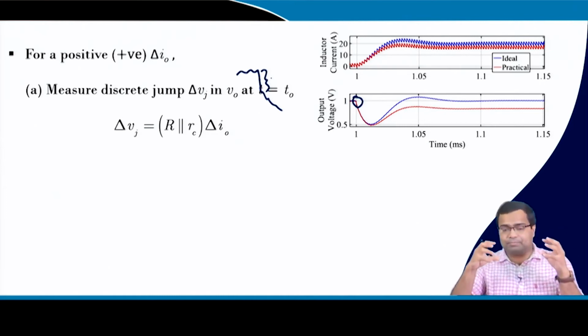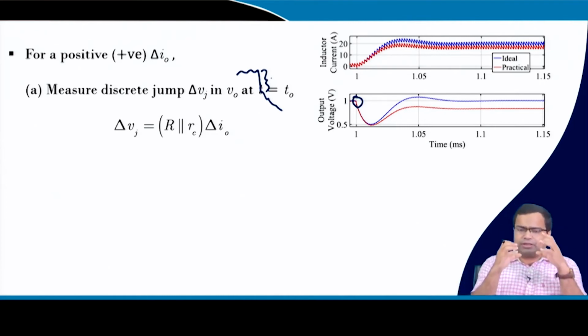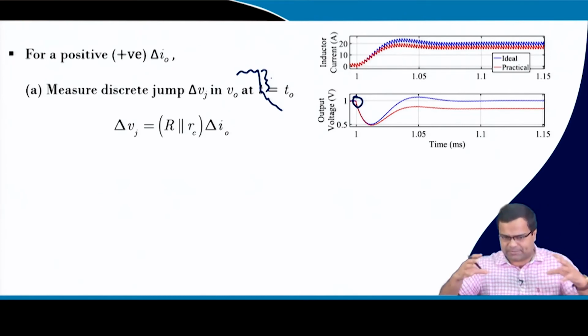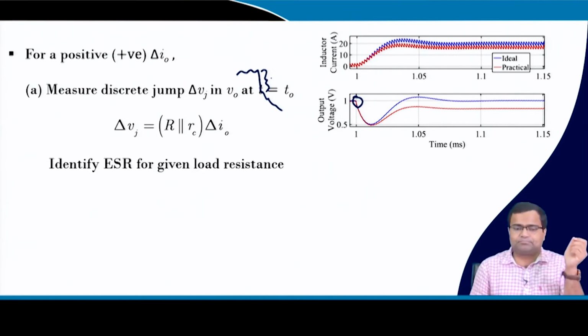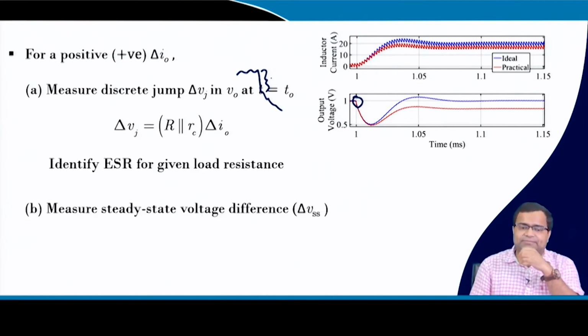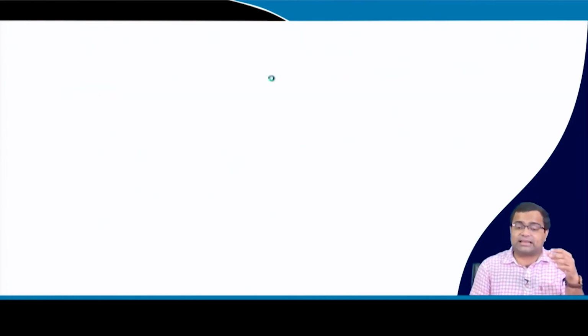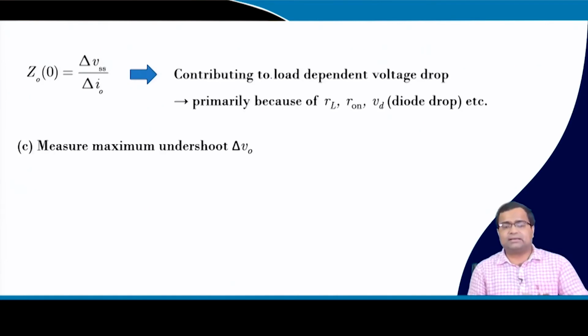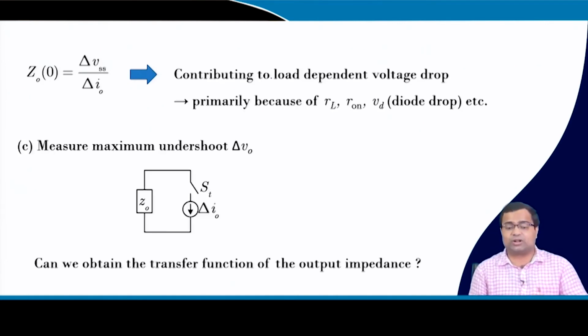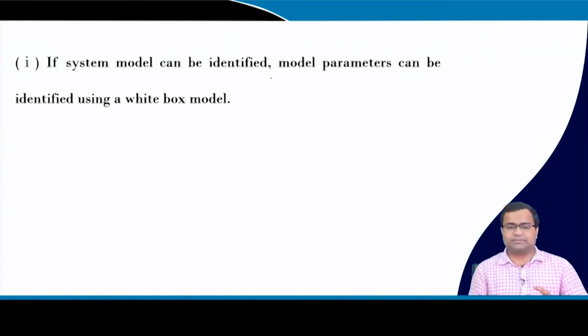And you know what the designer does: instead of using one output capacitor, generally multiple output capacitors are used to reduce the effective ESR. So ESR can be identified, then if you see the steady state difference, you can get the DC output impedance, and you can also find some AC output impedance by measuring overshoot and undershoot. That means we need a model of the output impedance.